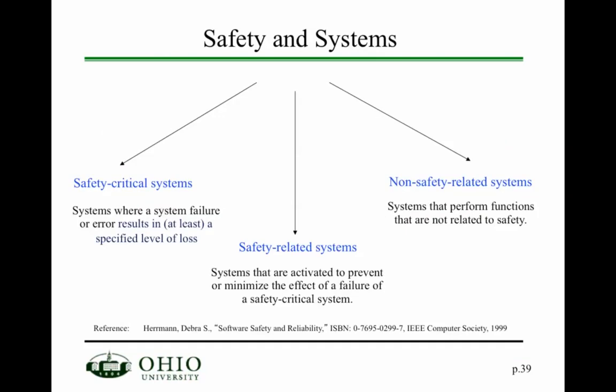Now, if you look at safety systems, we're going to focus mostly on safety critical systems, not too much on the other two. Safety critical systems are systems where a system failure or error results in a specified level of loss. So via hazard to accident.